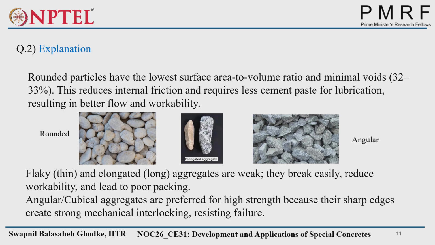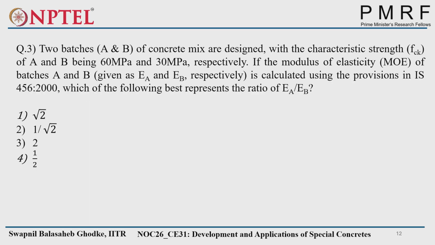So what happens if it is not properly packed or dense packed? The strength will be less. That's why the second option is wrong. So which type of aggregates gives more dense packing? Angular or cubical aggregates. That will give better interlocking and minimum void ratio. Better interlocking means a denser structure and higher strength resistance. We get more strength compared to the elongated aggregate. So that's why the second is wrong and the first one is the correct one.